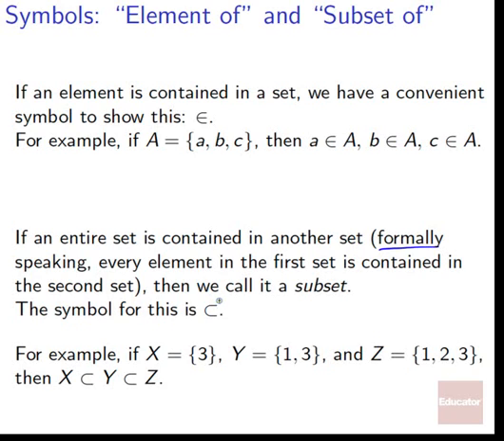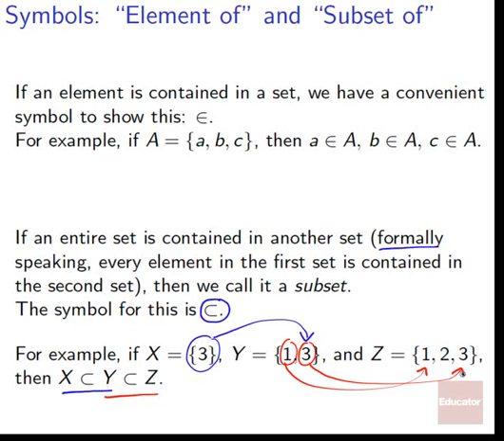The symbol for this is this guy right here, subset of. So if X is the set 3 and Y is the set 1, 3 and Z is the set 1, 2, 3, then X is a subset of Y because 3 shows up inside of Y. And then Y is a subset of Z because 1 and 3 both show up in Z. So we are able to see, oh, that's a subset because everybody in here showed up in the other one. Furthermore, we know that this property has to be transitive because X is contained in Y and Y is contained in Z. Then since X already lives inside of Y, it must also be inside of Z. If we were to see it as sort of a picture, we'd see it something like this.